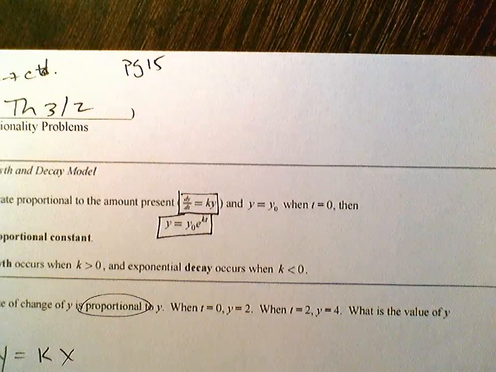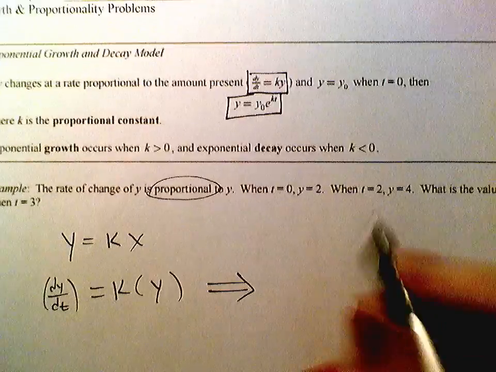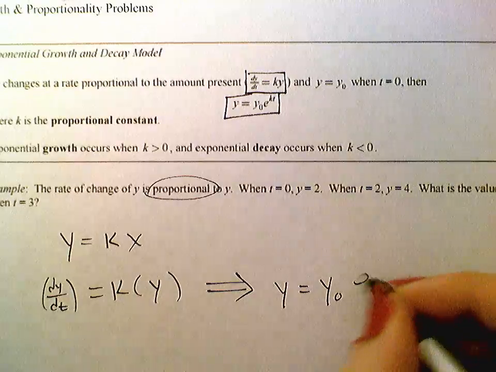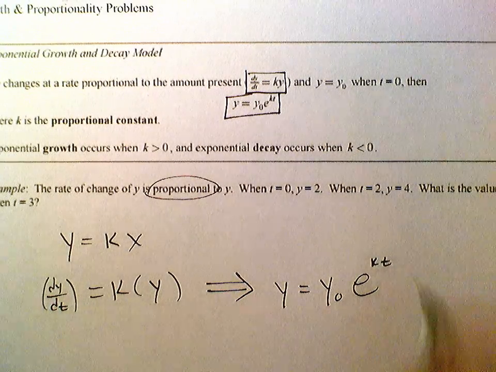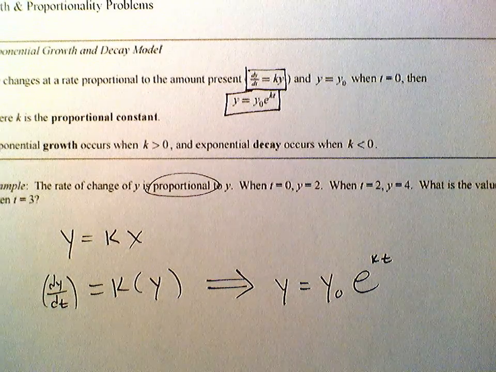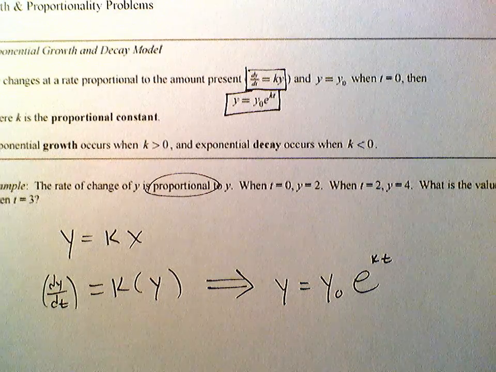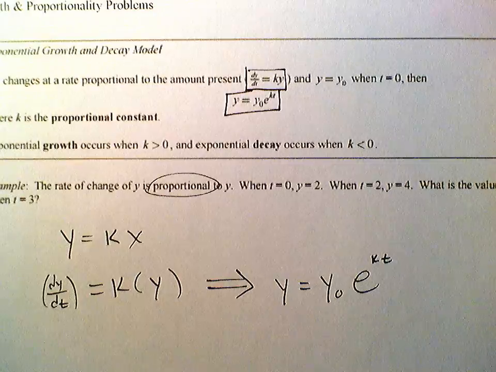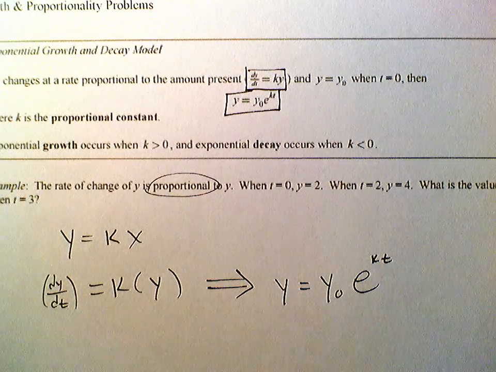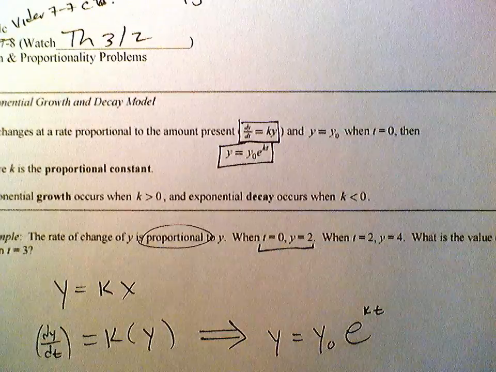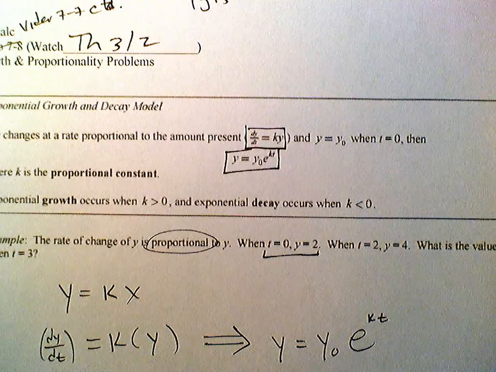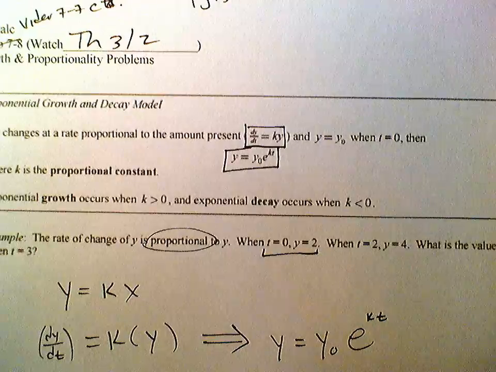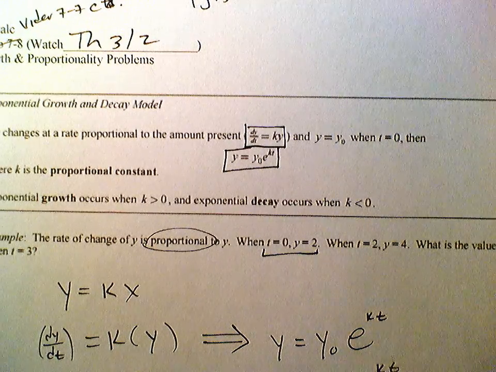Okay, so I'm going to say, therefore, we have y equals y sub 0 e to the kt. Now y sub 0 is going to be the y value at the t value 0. They're telling us that when t equals 0, y equals 2. So I can right now make this a more specific equation.